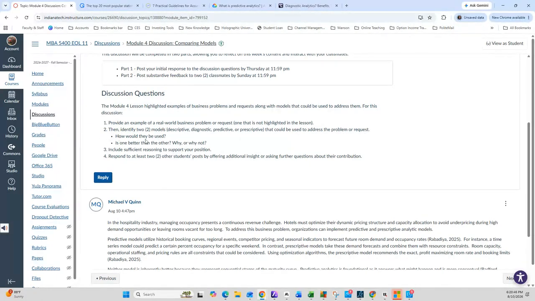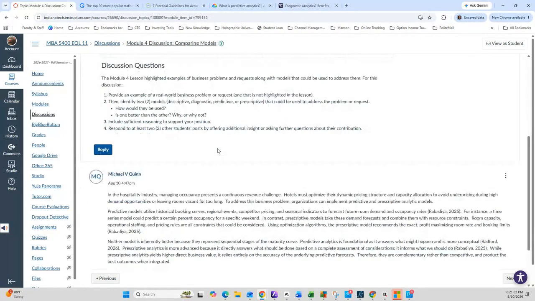So use that as a header in your feedback on your discussion. And is one better than the other? Why or why not? So include sufficient reasoning to support your position, and then respond to your two classmates by due date.